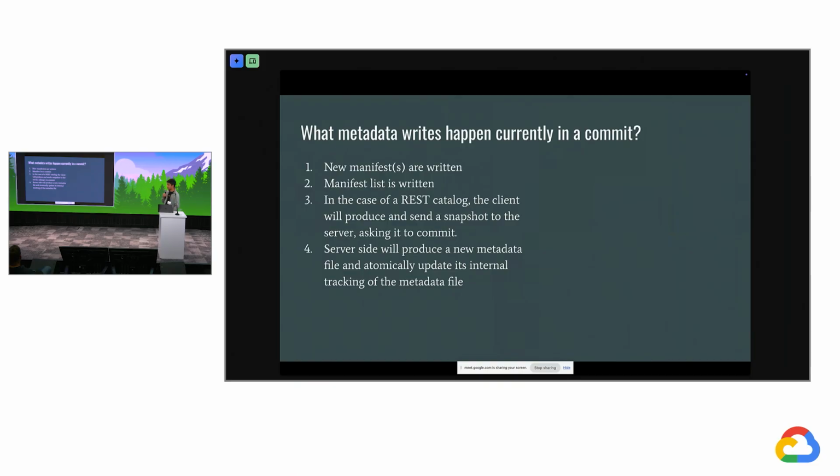After that, a metadata write is performed where first new manifests are written, where each manifest will refer to those data and delete files. And then a new manifest list is written, which will refer to those new manifests. In the case of an Iceberg REST catalog, a client will produce and send the snapshot to the server, asking it to perform the commit. And the server will produce a new metadata file and atomically update its internal state to point to that new file. So this is the case of the Iceberg REST catalog.